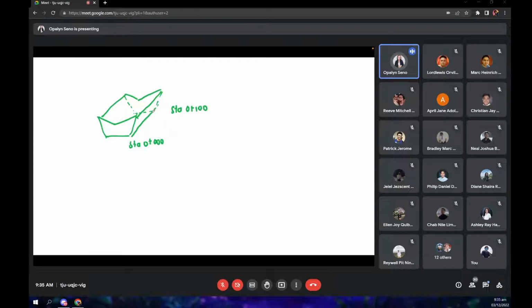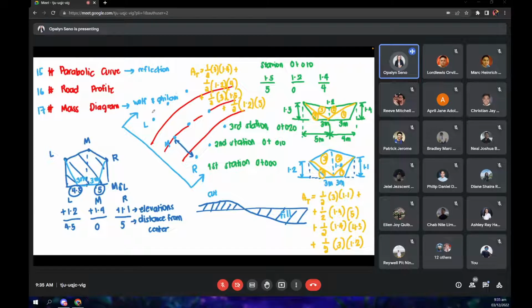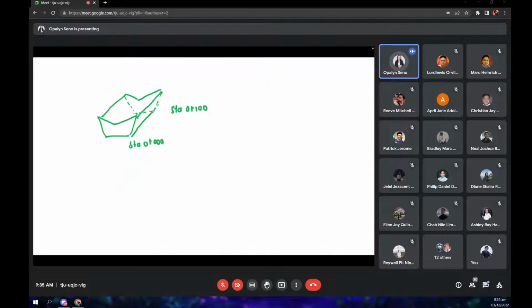But actually, what I am talking about here is a combination of road profile and mass diagram. What you did was the profiling of the roads, and then we combine it with the mass diagram, where you're going to get the volume per station. So how do you get the volume? How to do that is by the prism formula. We have that in the Ghilani book. So how do you get the volume?